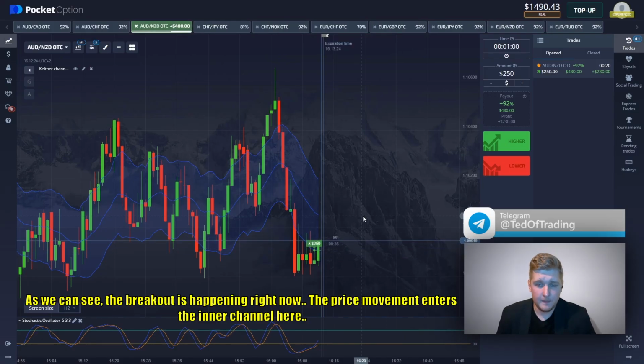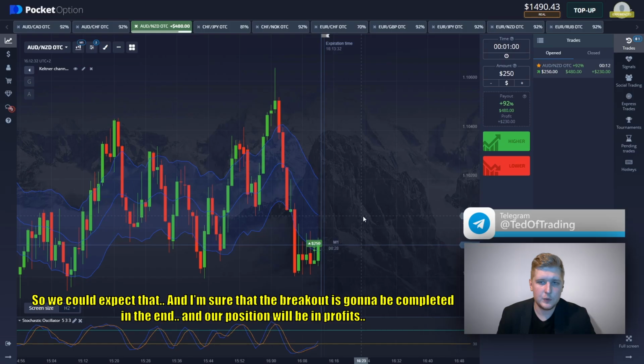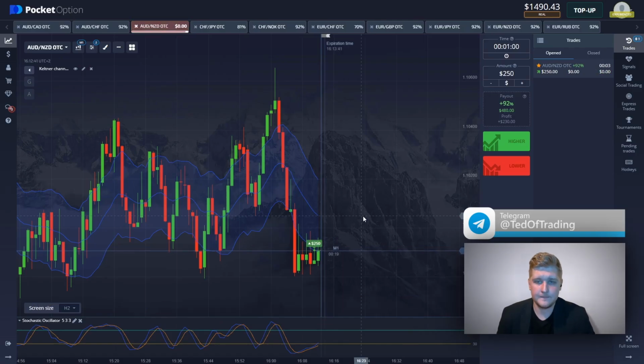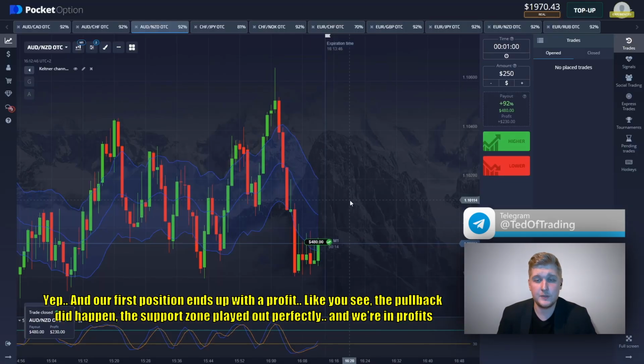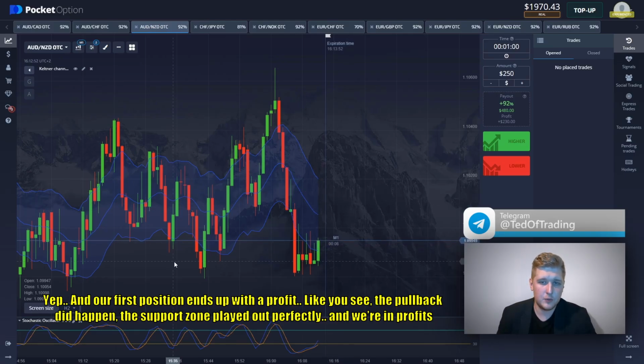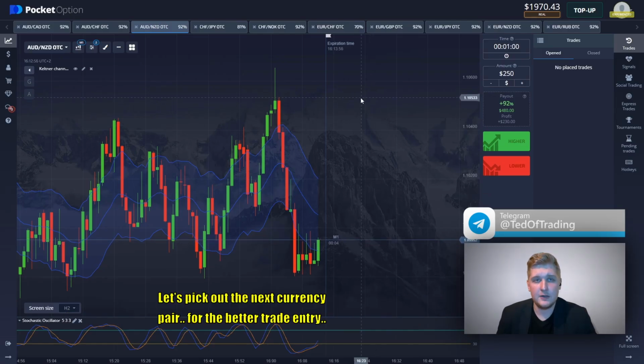As we can see, the breakout is happening right now. The price movement enters the inner channel here, so we could expect that, and I'm sure that the breakout is gonna be completed in the end. And our position will be in profits. Yep. And our first position ends up with a profit. Like you see, the pullback did happen, the support zone played out perfectly, and we're in profits. Let's pick out the next currency pair for the better trade entry.